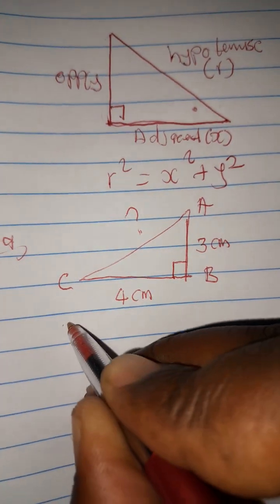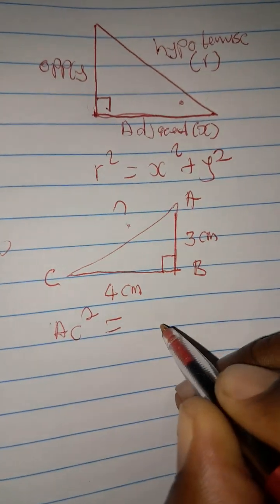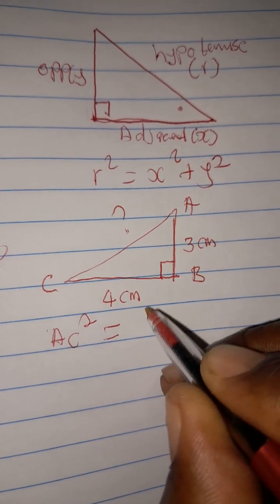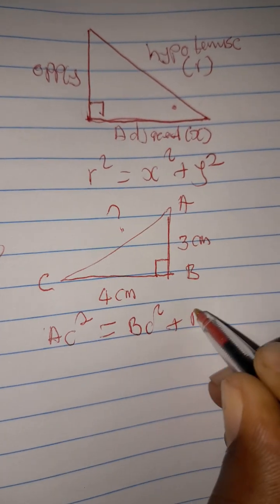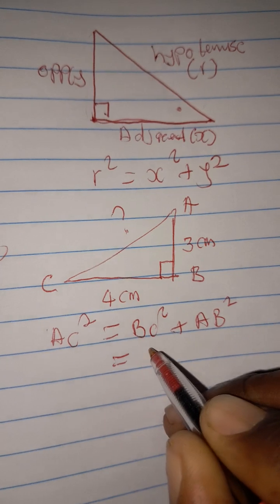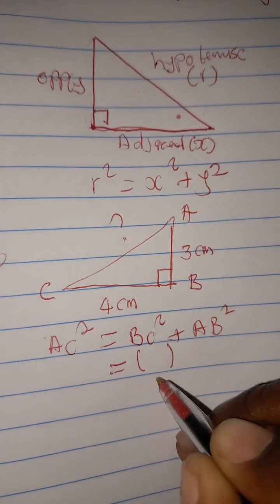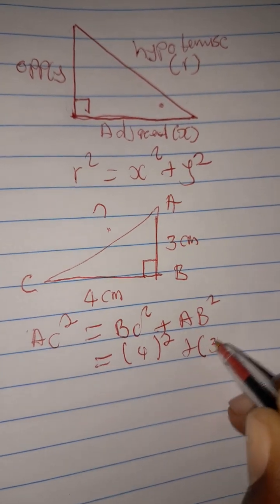AC represents r, so it's going to be AC squared equals the other two sides, BC squared plus AB squared, in this case alphabetically. We're looking for AC, so what are we going to do? We are going to substitute. What is our BC? It's 4, so 4 squared. Our AB is 3, so 3 squared.